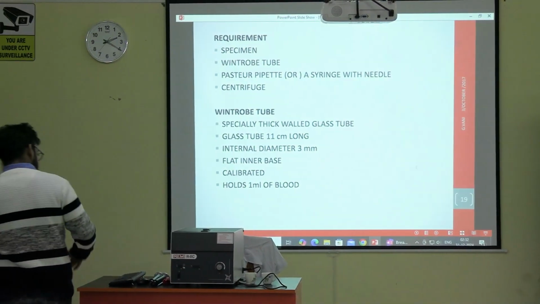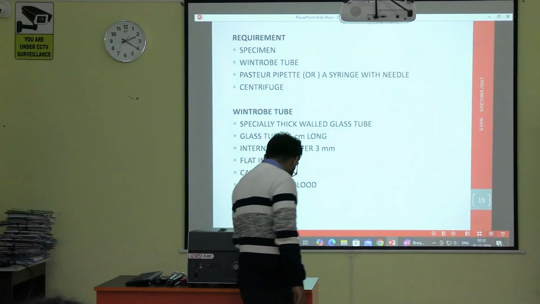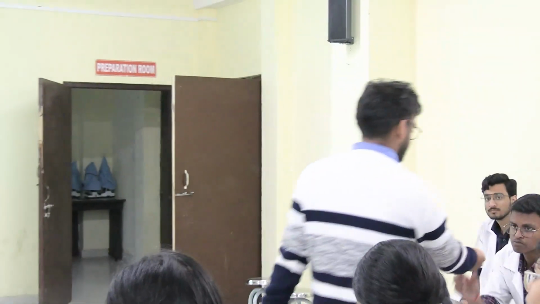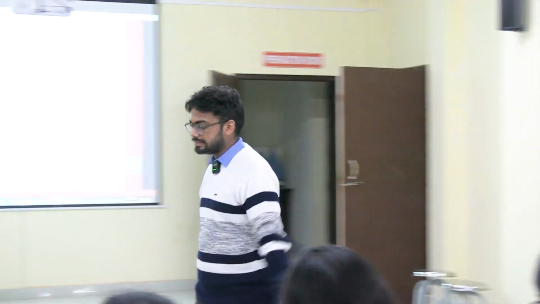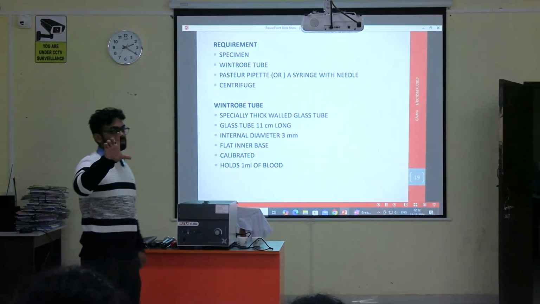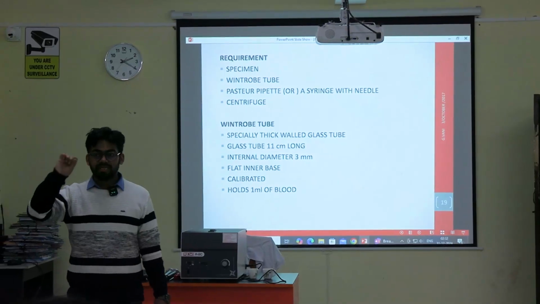Then what is this Wintrobe tube? I have brought a tube for you to see. See, this is how a Wintrobe tube looks. There would be graduations till 10. Suppose these are the graduations till 10. This is the Wintrobe tube. The entire length is 11 centimeter, but it is graduated till 10.